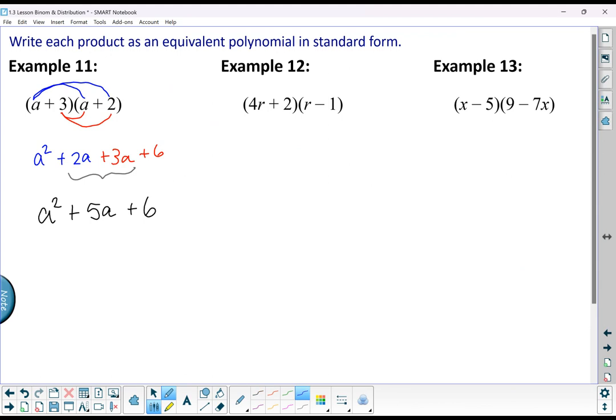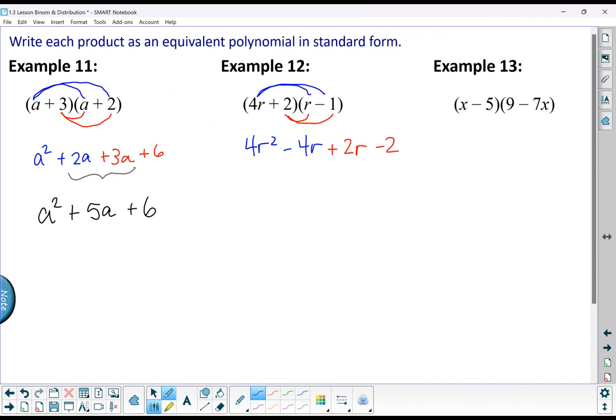So for example 12, I want to multiply 4r plus 2 by r minus 1. So I need to distribute both the 4r and the 2. So I'm going to distribute the 4r. 4r multiplied by r gives me 4r squared. 4r multiplied by negative 1 gives me negative 4r. I finished distributing the 4r, and now I'm going to distribute the 2. 2 times r is 2r. 2 times negative 1 is negative 2.